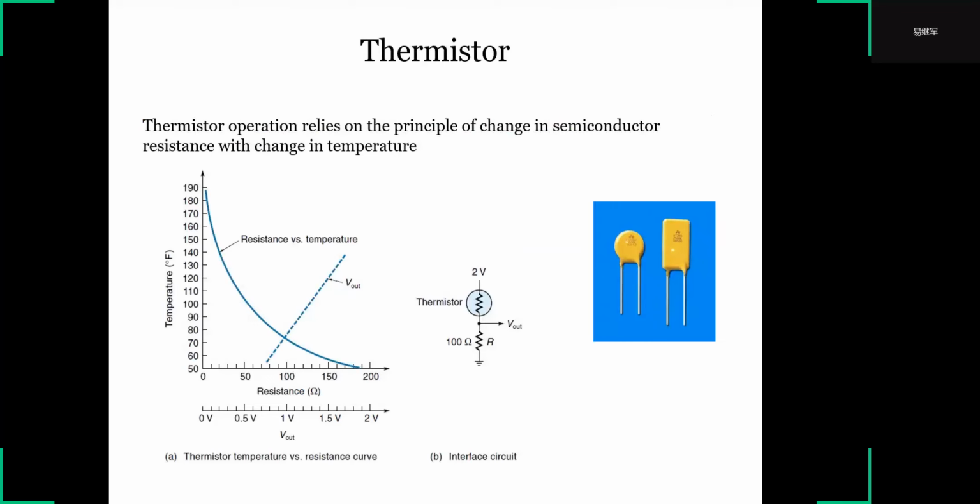Thermistor operation relies on the principle of change in semiconductor resistance with change in temperature. This is the curve. This line shows the relation between the temperature and the resistance is non-linear.